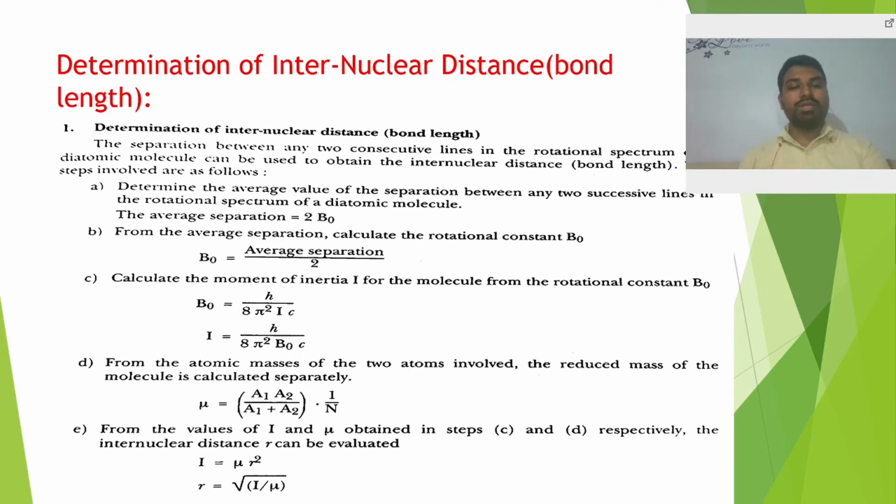From the atomic masses of the two atoms involved, the reduced mass of the molecule is calculated: mu is equal to m1 m2 upon m1 plus m2. From the values of I and mu obtained in the previous steps, the internuclear distance r can be evaluated. I is equal to mu r square, and r is equal to the square root of I upon mu. This is the simple method to find the internuclear distance of a molecule, or simply known as bond length.